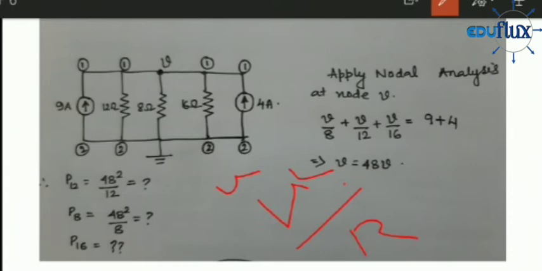V square by R. So the power dissipated by this 12 ohm resistance will be 48 square by 12. You can all calculate this value; I have not calculated it. And the power dissipated in the 8 ohm resistance will be 48 square by 8. And the 16 I have left it for you. Please take your time and find the power dissipated by this 16 ohm resistance.